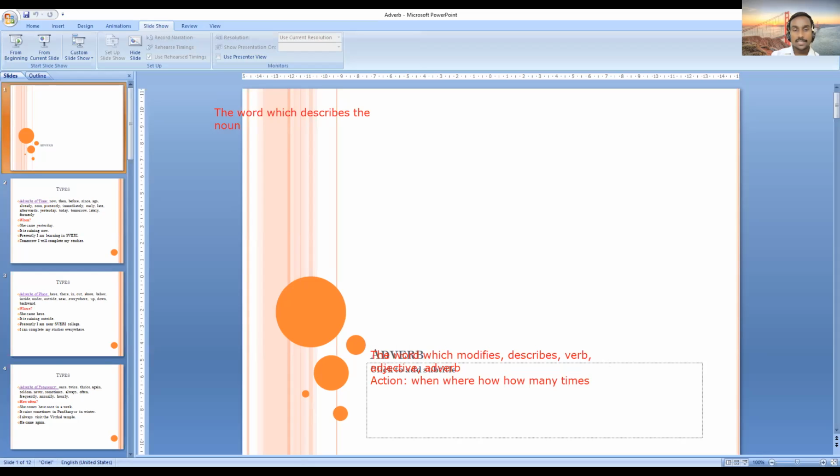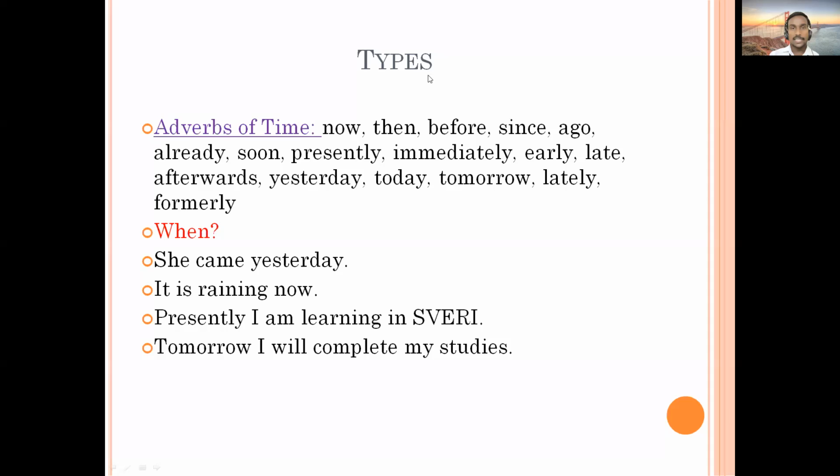So let's go to the next slide, and just ensure that you are able to see it. Is it visible? Yes, sir. Okay, fine. So as I told you, these are the adverbs, and now we are going to talk about their types. First of all, we are going to talk about adverbs of time.